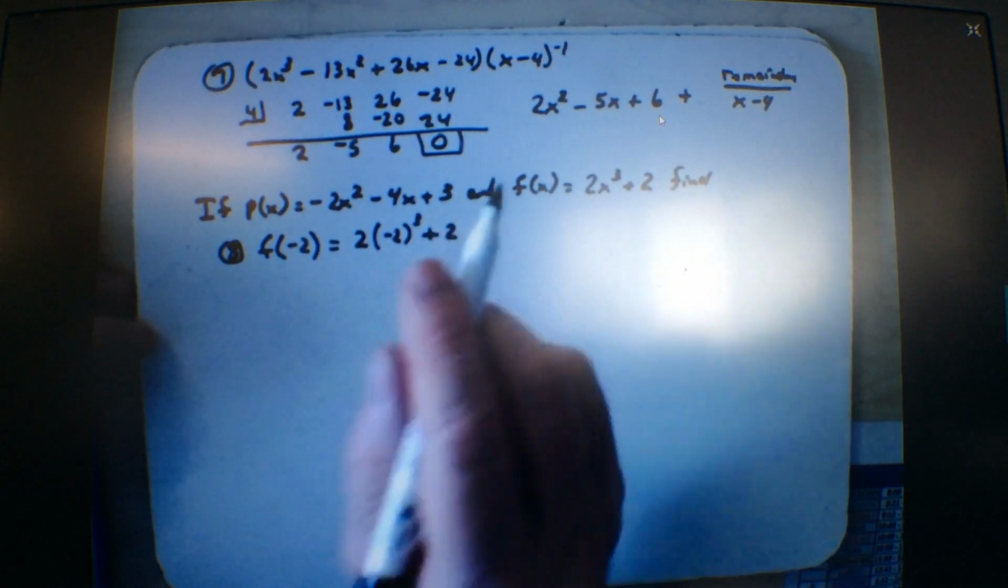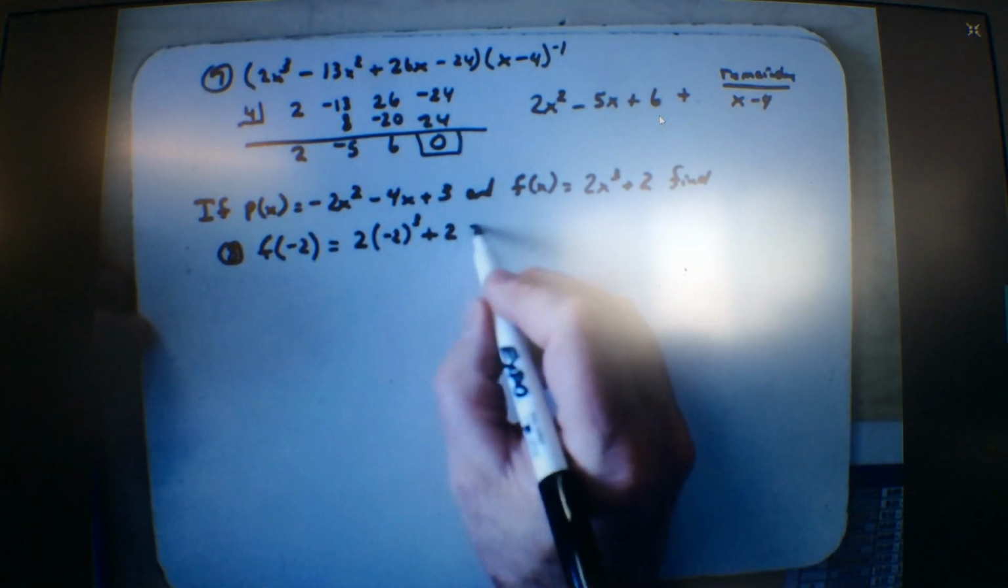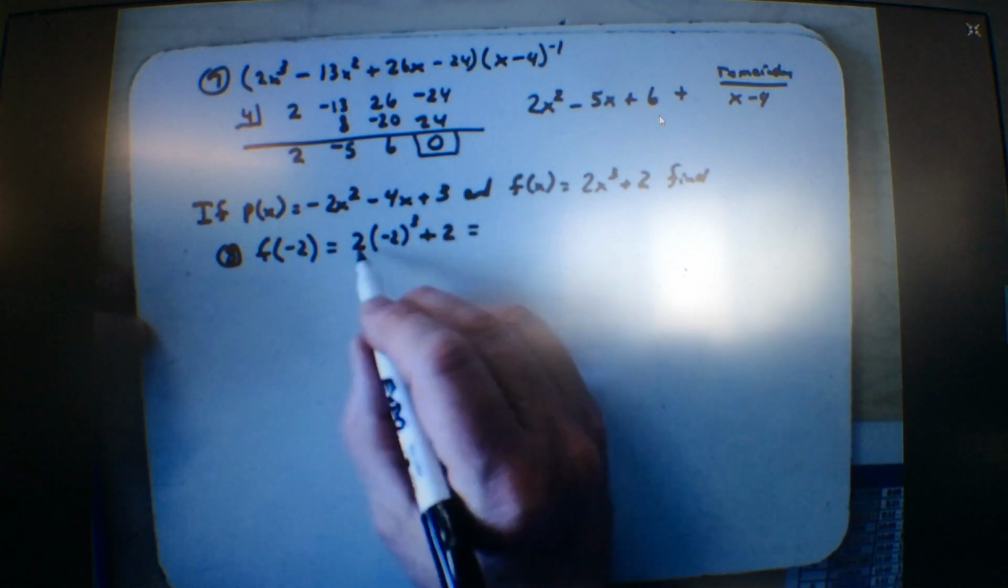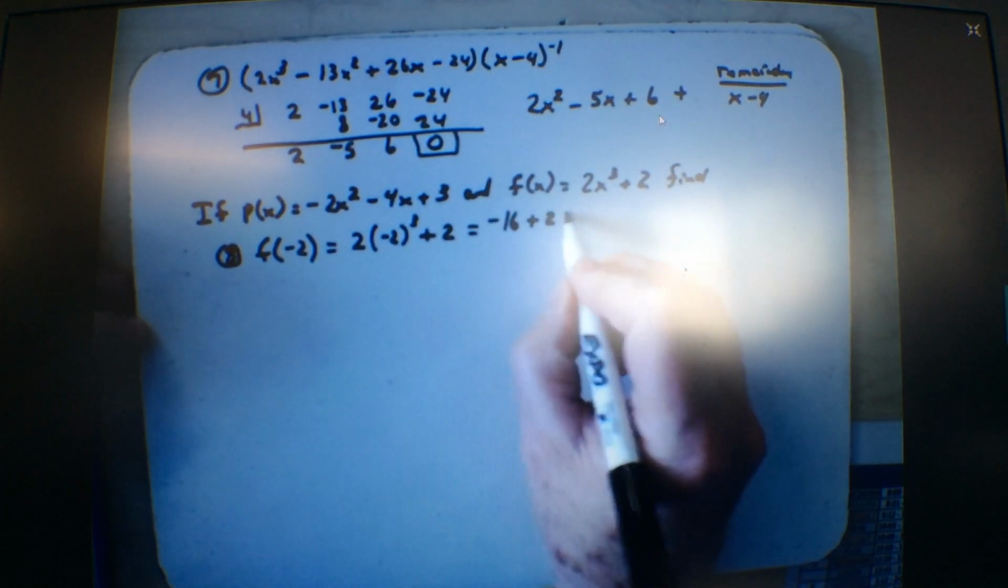So this would be negative 8 times 2 is a negative 16 plus 2, which is a negative 14.